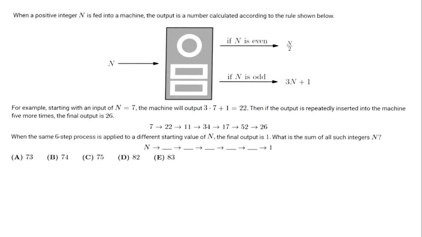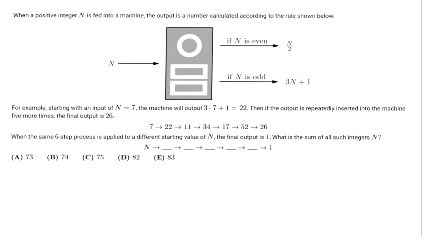Okay, next question. When a positive integer n is fed into a machine, the output of the number is calculated according to the rule shown below. So, if we look at the diagram they gave us, if we put in n, and n is an even number, that means you divide n by 2. And if n is an odd number, you multiply by 3 and add 1. So, for example, starting with an input of n equals 7, the machine will output 3 times 7 plus 1 equals 22. Then, if the output is repeatedly inserted into the machine 5 more times, the final output is 26.